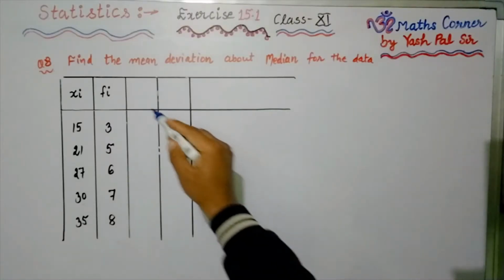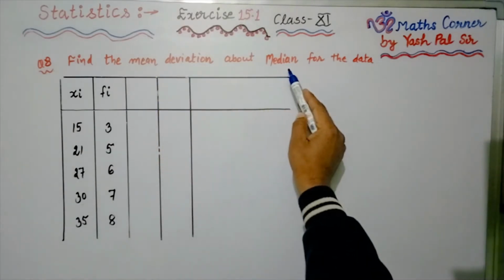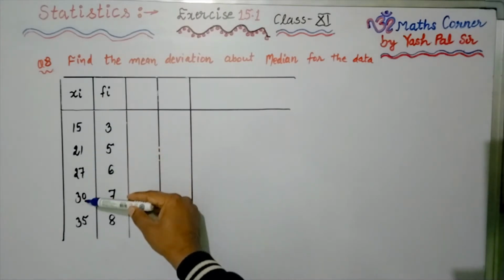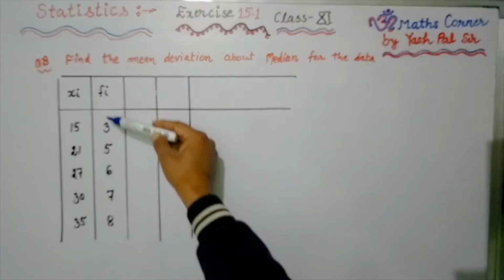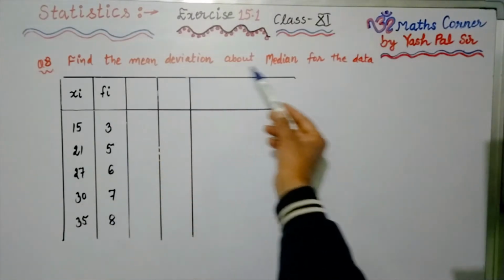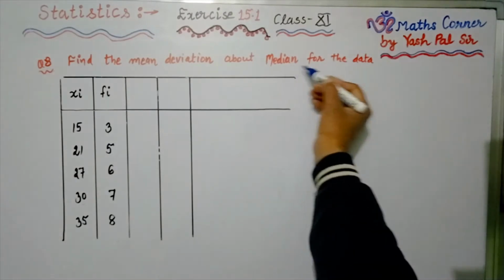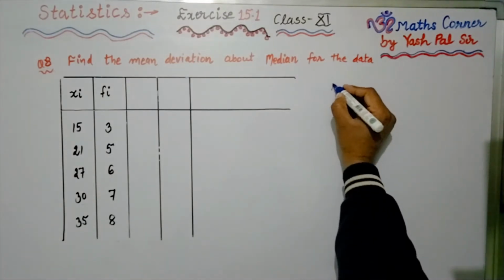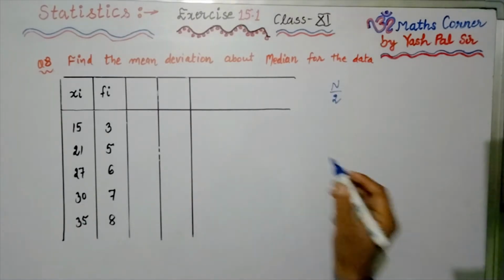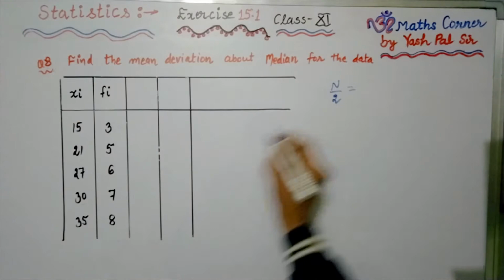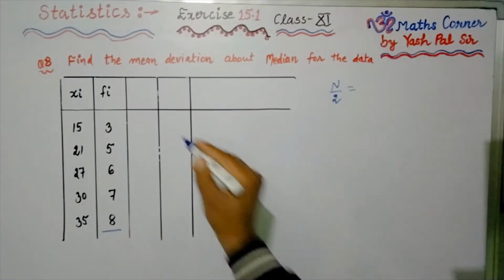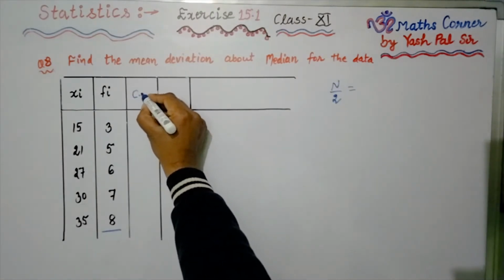Question number 8. Find the mean deviation about median for the data. Xi is 15, 21, 27, 30, 35. Fi is 3, 5, 6, 7, 8. Okay, mean deviation about median. In order to find median, first of all we need n by 2. How to find n by 2? N is the sum of Fi. For this purpose we find cumulative frequency.